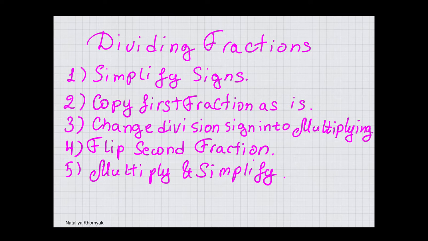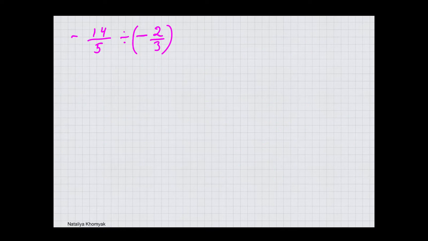Dividing fractions. First thing you want to do is to simplify signs, as always. Then you want to copy the first fraction as is, change the division sign into multiplying, flip the second fraction, multiply and simplify. Here we have negative 14 out of 5 divided by negative 2 out of 3.